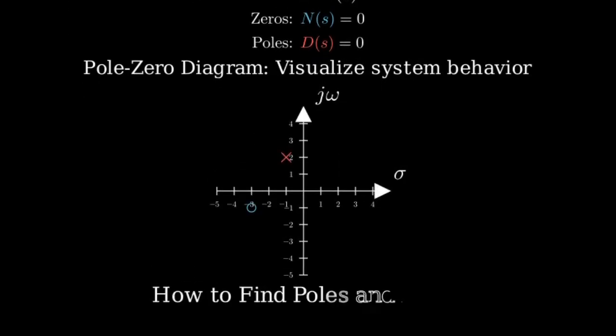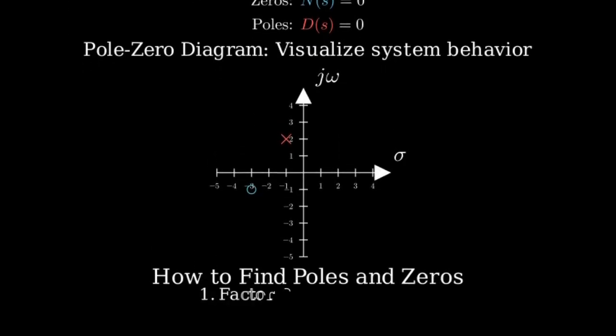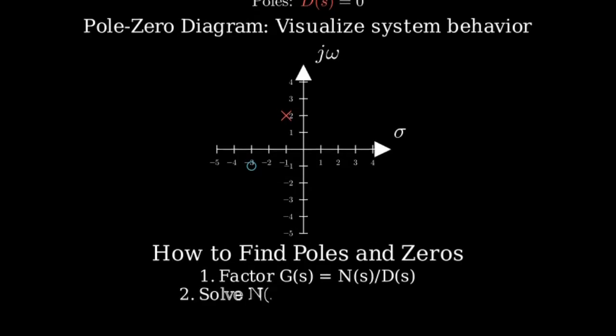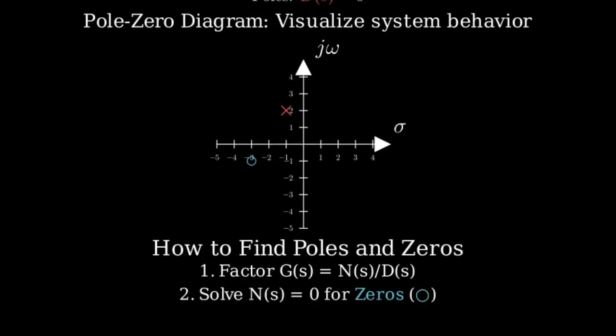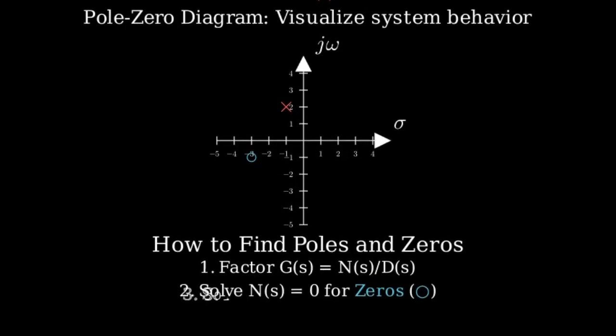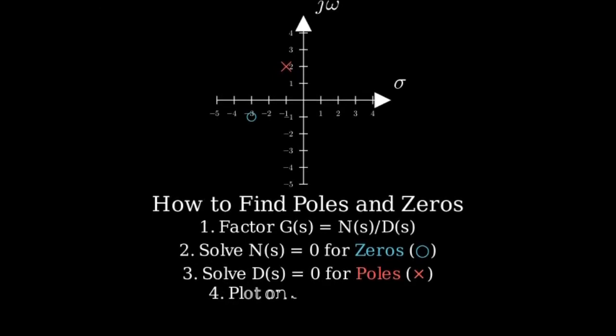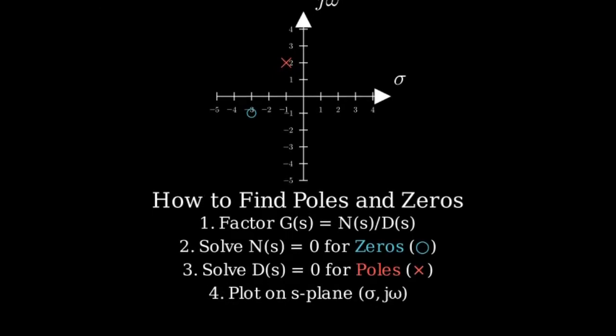So, how do we find these poles and zeros? First, express the transfer function G(s) in its simplest rational form, factoring the numerator and denominator polynomials. Second, solve N(s) equals 0 to find the zeros. Third, solve D(s) equals 0 to find the poles. Finally, mark the zeros with circles and poles with crosses on the complex s-plane.